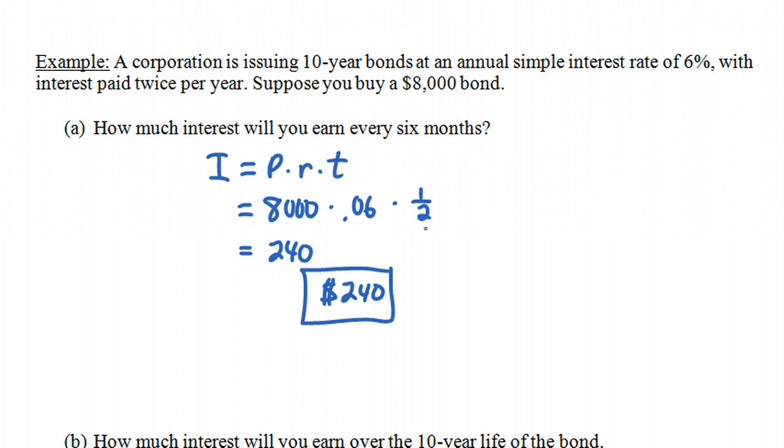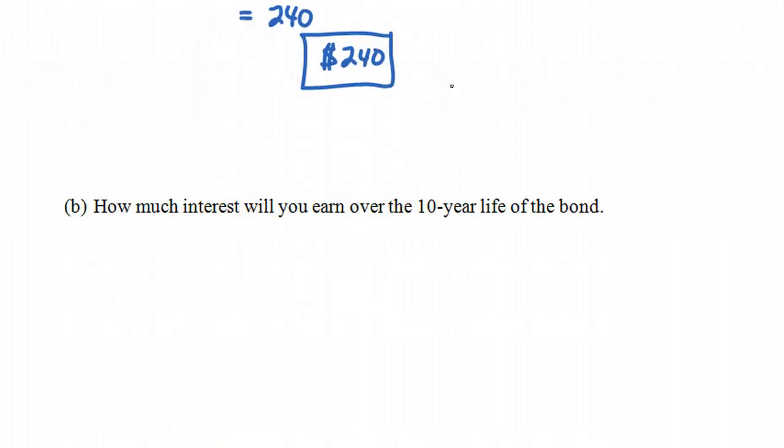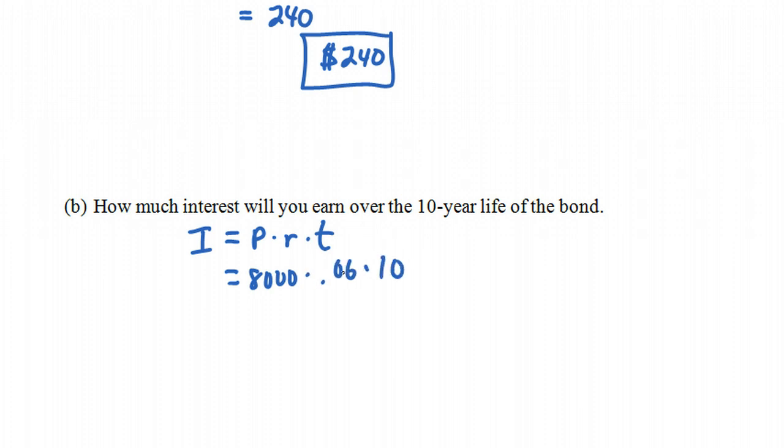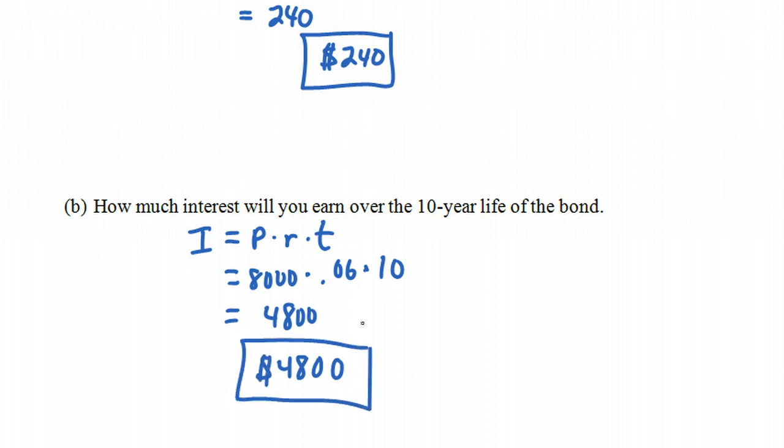Now, how much interest will you earn over the 10-year life of the bond? Well, there's a couple ways you could calculate this. One is you could use this formula again, I equals P times R times T. The P, again, was $8,000. The rate is 6%. And the time would be 10 years. Remember, the time is in years, so it's 10 years. And if you were to calculate this out, this would be $4,800. That is the interest that you would earn over the 10-year life of the bond.